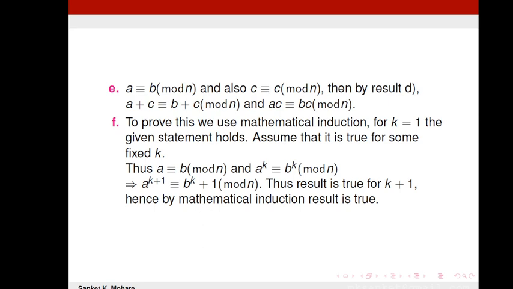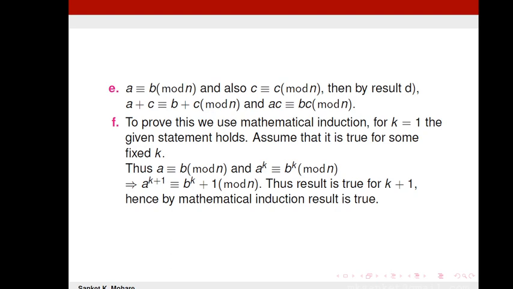So these are the 6 important properties of linear congruence we have proved. For n greater than 1, the first property: A is congruent to A modulo n. Second property: if A is congruent to B modulo n, then B is congruent to A modulo n. Third property: if A is congruent to B modulo n and B is congruent to C modulo n, then A is congruent to C modulo n.